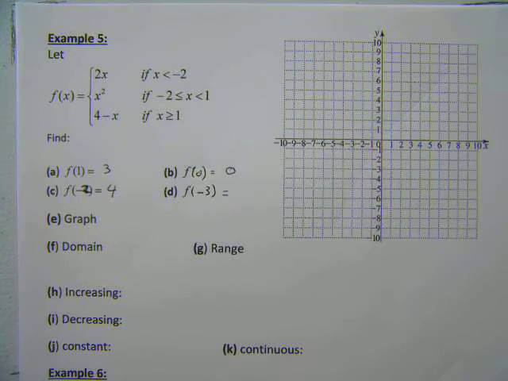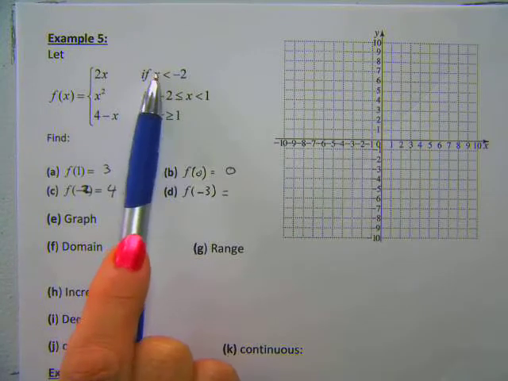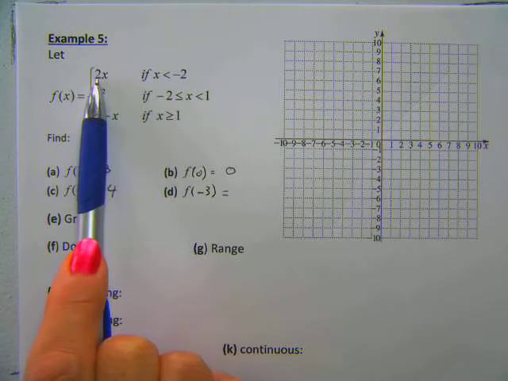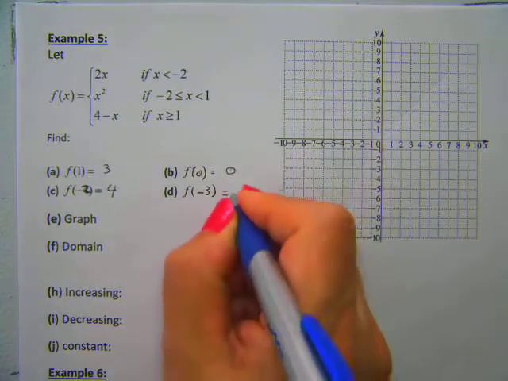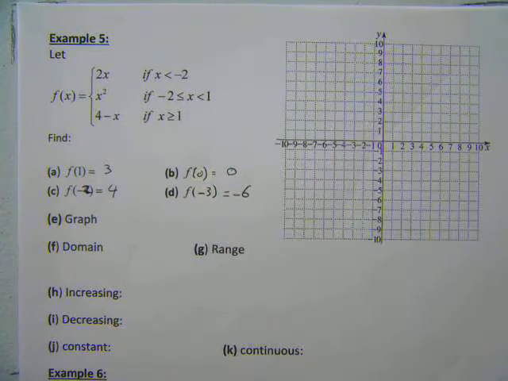Negative 3. Negative 3 is less than negative 2. So I'm going to evaluate it here. So 2 times negative 3 is negative 6. Now the graph, guys.